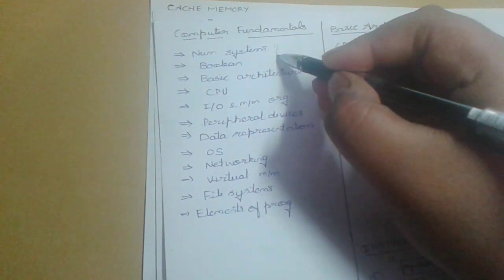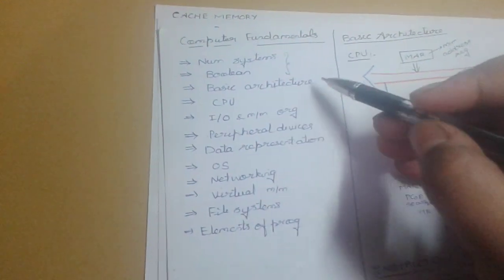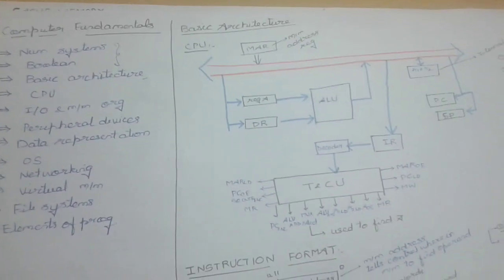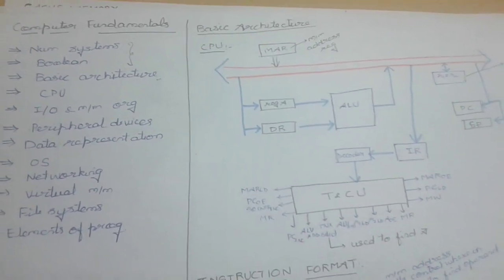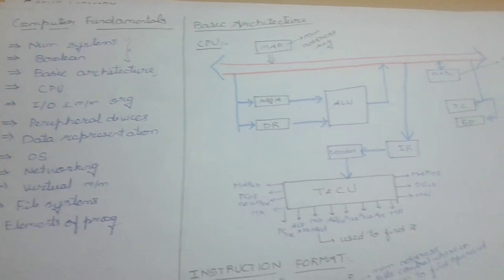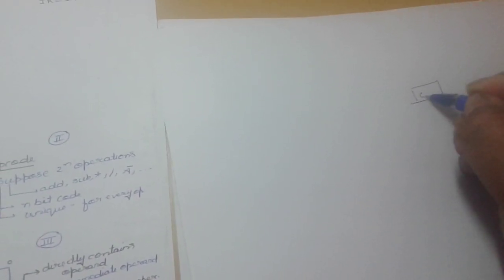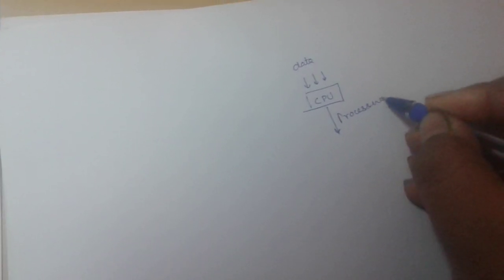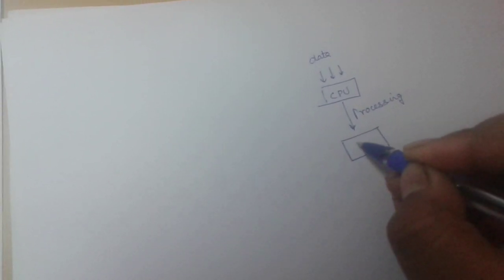Number system and Boolean algebra, these topics are covered in digital electronics. So we are starting from basic architecture. So if you are talking about basic architecture of a computer, the first major component of a computer is its CPU, its central processing unit. What is a CPU? CPU is a part of a computer which takes data, processes this data and produces desired result.